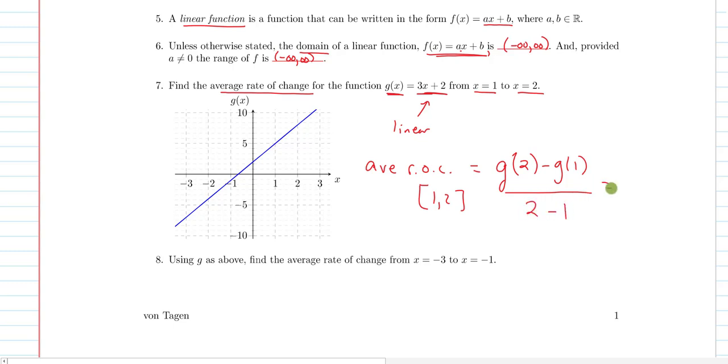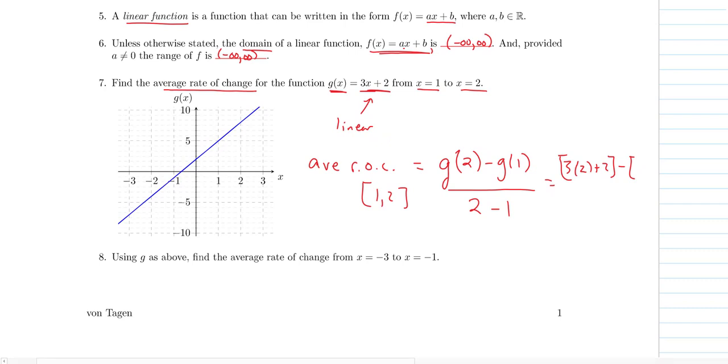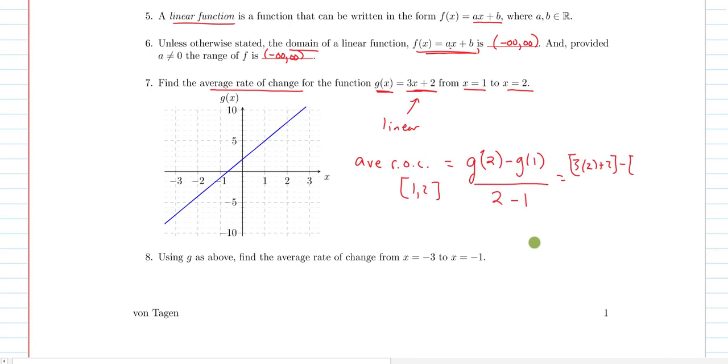And if I compute g of 2, that would be 3 times 2 plus 2. That's my g of 2. And we're going to subtract from that g of 1. Sorry about that, folks. And if we were to compute g of 1, that would be 3 times 1 plus 2, all divided by 2 minus 1, which is 1. And that gives me, I'm just going to add it up, 6 plus 2 is 8. And we're going to subtract from that 3 plus 2 is 5, divided by 1. And that comes out to be the fraction 3 over 1, or the number 3, for that answer there.